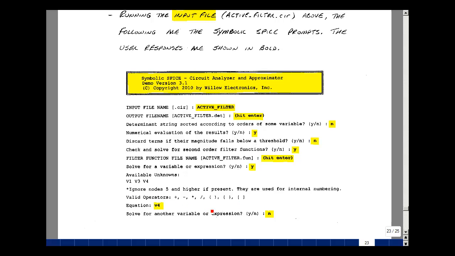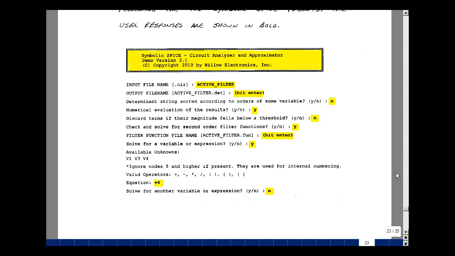We won't use that right now. Let's take a look at node voltage 4. So let's say V4. You could also say V parentheses 4, which would also be accepted. Do you want to solve for another variable expression? No, we'll just take a look at the output.